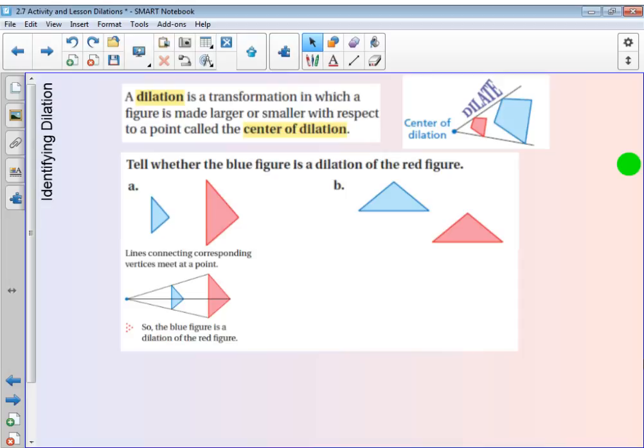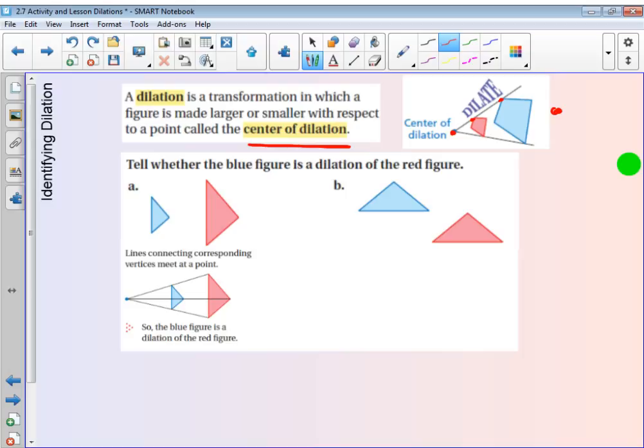So we're going to work on identifying right now. One thing that to me was kind of confusing about the definition was the center of dilation. So they've done a really nice job here of showing us a picture. If we were to take our figures and have them facing the same direction, and we were to connect the same points from those corresponding points, they should end up meeting at a center.